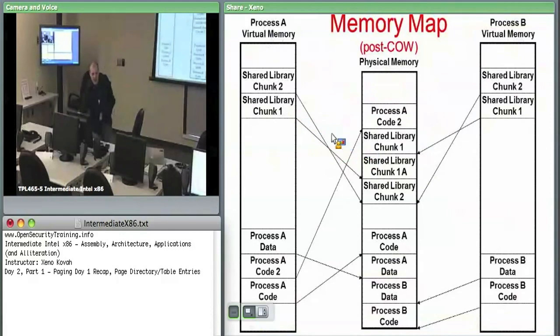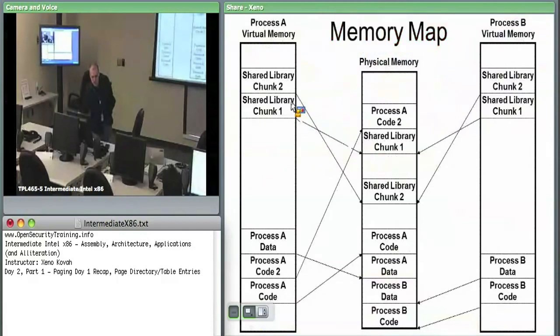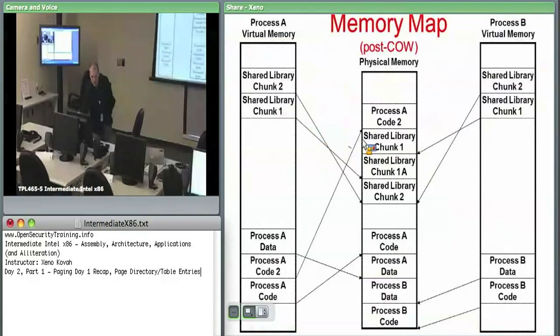Post COW, let's post copy on write. The OS can say, look, here was before, shared library chunk one. Both of these processes see the same thing. Here's after, process A wrote to that. It's going to copy this entire chunk to some other physical address, make the modifications that were asked for, and then map it into memory. Well, in reality, it maps it into memory, and then it just goes ahead and lets the write continue. It marks that chunk as read-write, and then it lets the hardware continue.